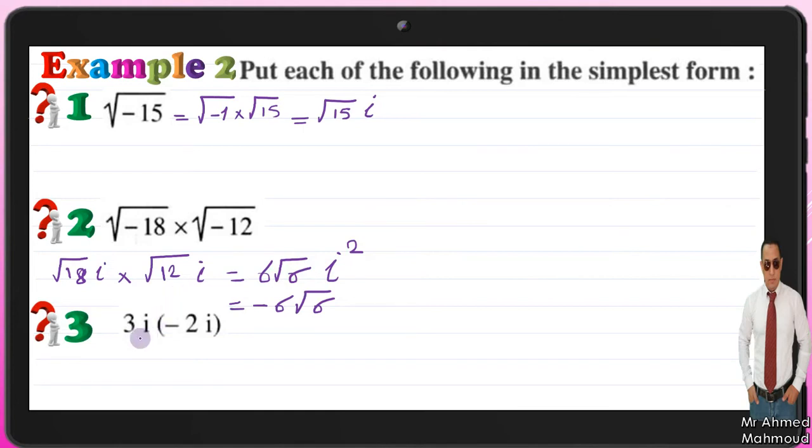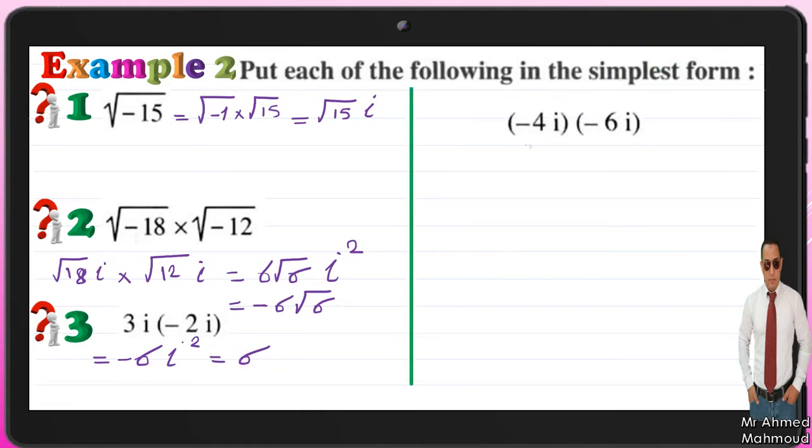Okay, the next one, 3i times negative 2i. 3 times negative 2 equals negative 6. i times i equals i power of 2. And as I said, i power of 2 changes the sign, it will be positive 6. The next one, here number 4, negative 4i times negative 6 equals negative 4 times negative 6 equals positive 24, and i times i equals i power of 2. Remember, i power of 2 changes the sign, it will be negative 24i.